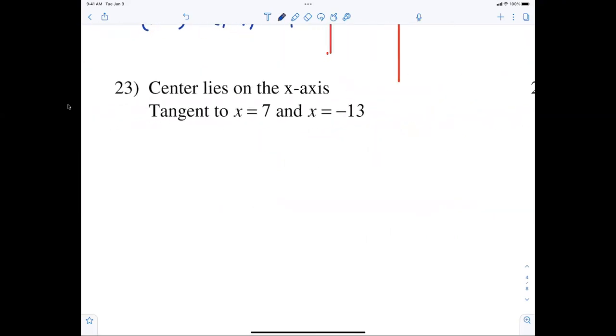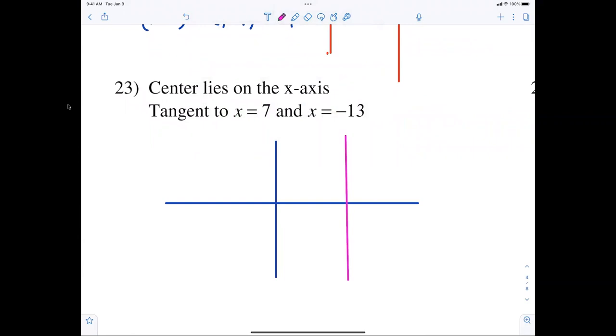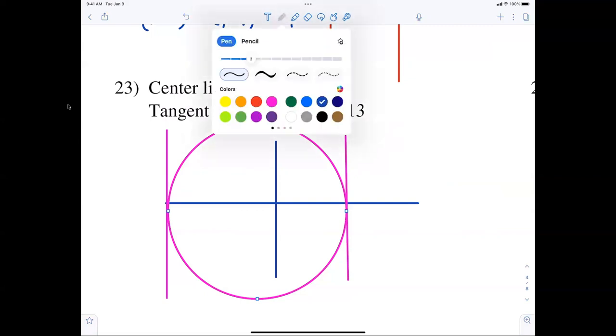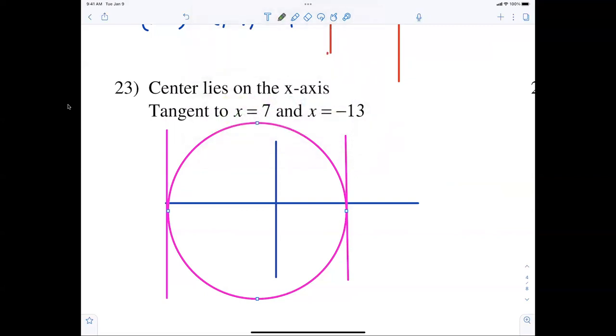So if the center lies on the x-axis and it's tangent to x equals 7. I just drew x equals 7, which looks something like this. And then I drew -13, which would be something like this. And then I tried to draw a circle that was tangent to both. That's what you should be thinking about. Does everybody agree with that? So then we just eyeball where the center would be about. To me, the center is about right there.